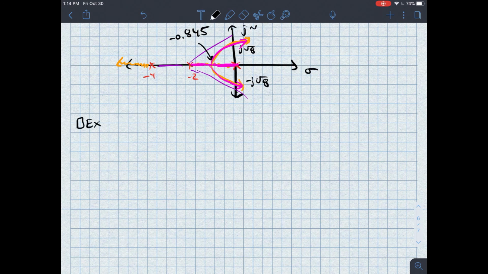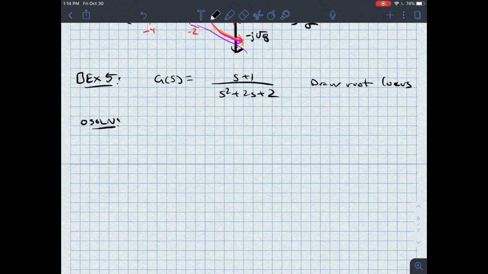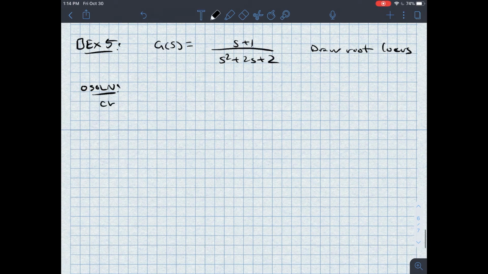Let's call this example number 5. If g of s is equal to s plus 1 over s squared plus 2s plus 2, draw the root locus with as much detail as you can. Okay, so let's start with the characteristic equation. It's 1 plus k times s plus 1 over s plus 1 minus j1 times s plus 1 plus j1 equals 0.